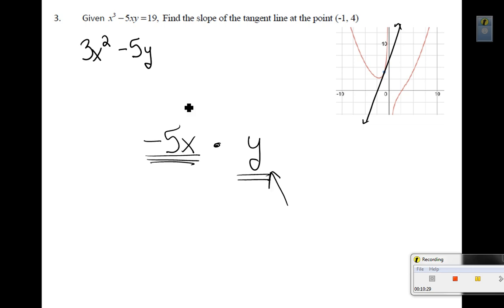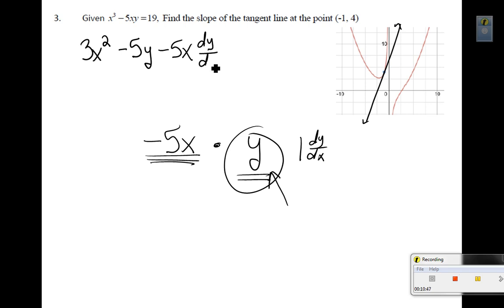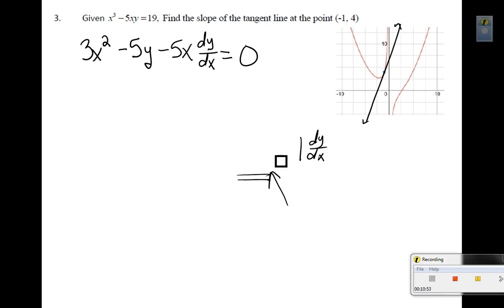plus the first term, which is negative 5x, times this derivative, which would be 1 dy/dx. So I've got negative 5x times 1 dy/dx. And I'm going to set that equal to 0 because that's the derivative of 19.